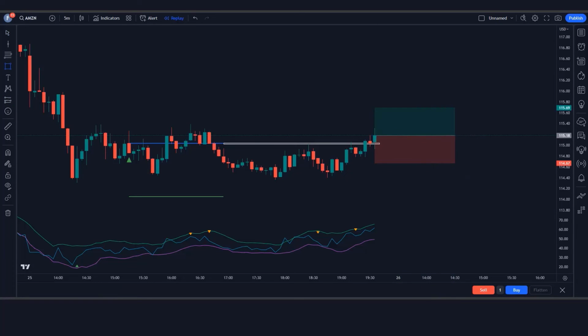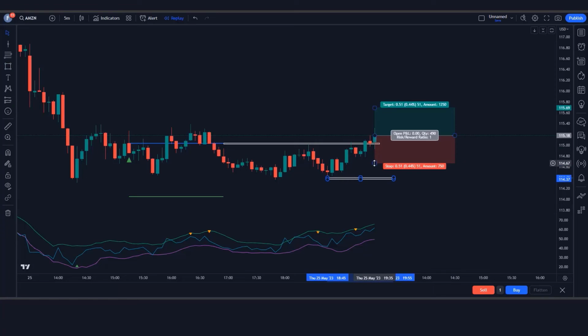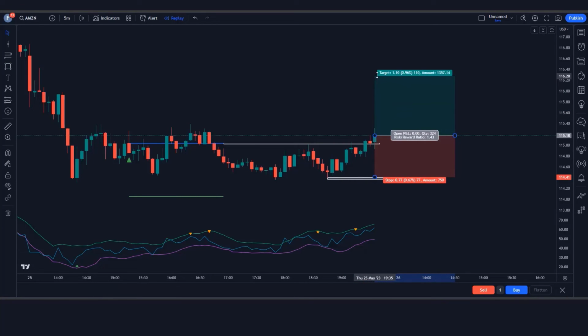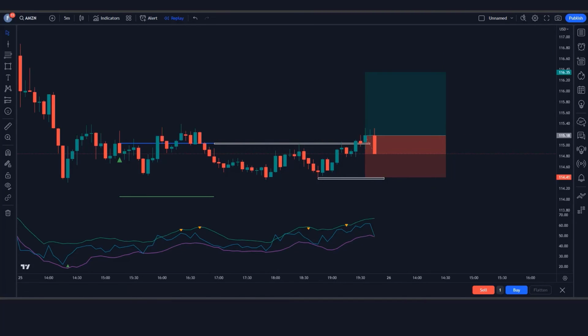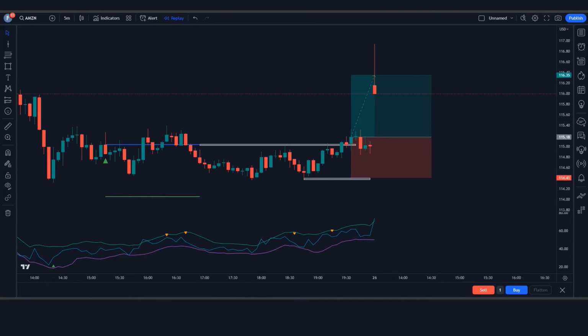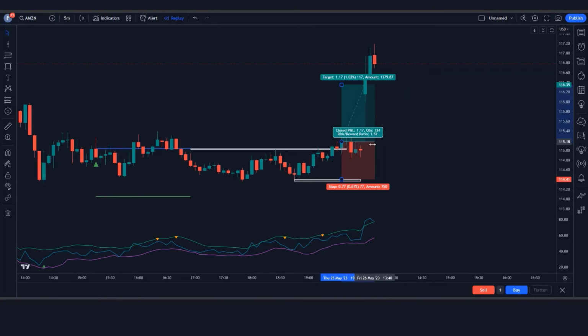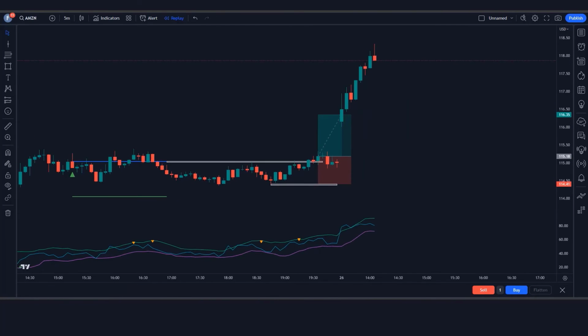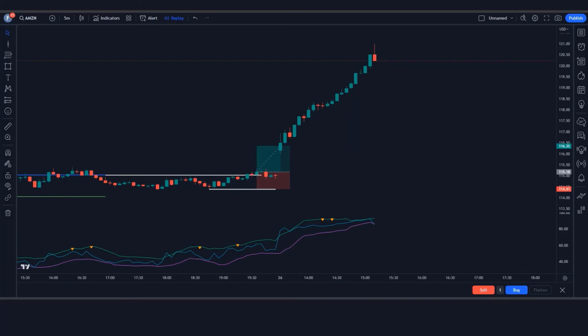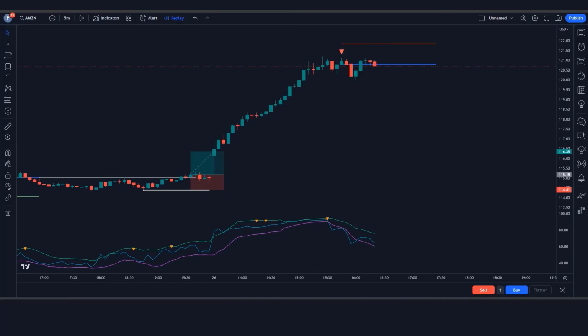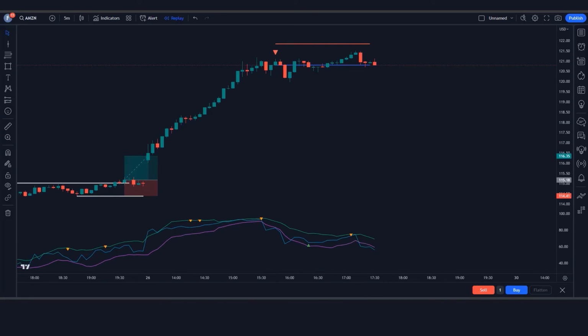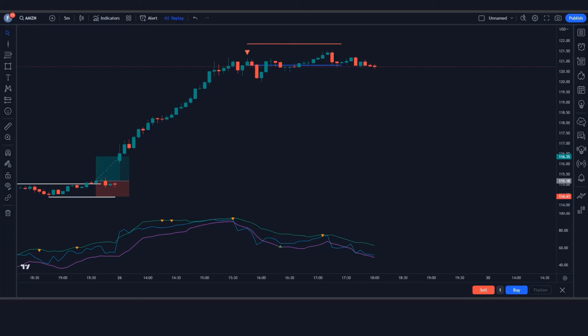Our stop loss is to be placed at the low of the previous candle, and the risk to reward ratio will be 1:1.5. Let's see what happens to our trade. We have won the trade. Let's find the next trade. We have got the signal.